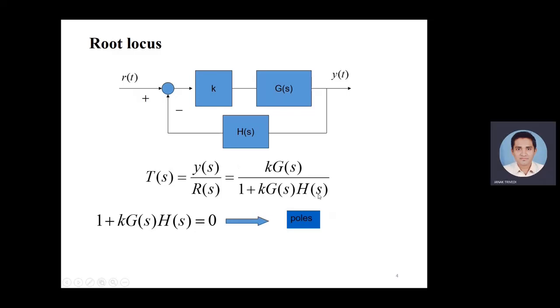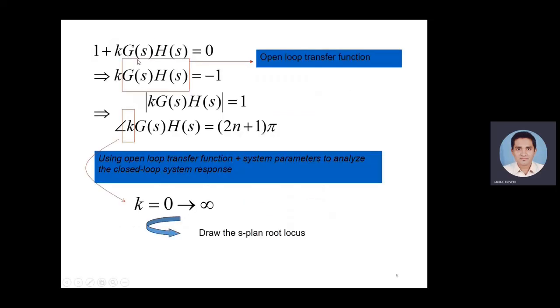So we will start finding a root locus with the help of the characteristic equation, that is 1 plus K G(s)H(s) equal to 0. That gives the poles. Now 1 plus K G(s) is equal to 0. Here K G(s)H(s) equals minus 1. Here G(s)H(s) indicates the open loop transfer function.